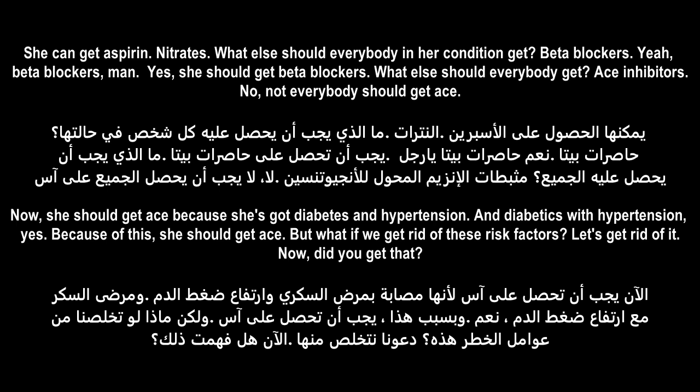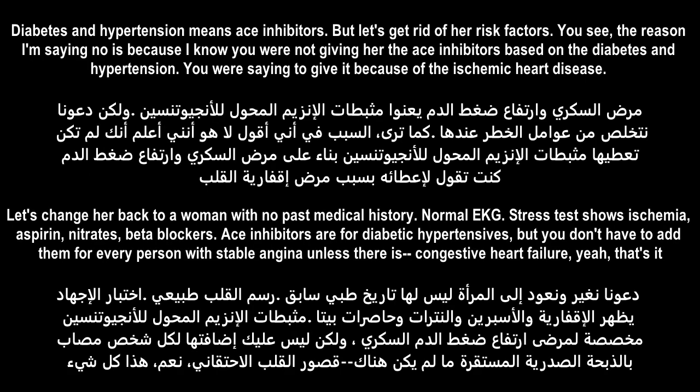But what if we get rid of these risk factors? Let's get rid of them. Now, did you get that? Diabetes and hypertension means ACE inhibitors. But let's get rid of her risk factors. You see, the reason I'm saying no is because I know you were not giving her the ACE inhibitors based on the diabetes and hypertension. You were saying to give it because of the ischemic heart disease. Let's change her back to a woman with no past medical history. Normal EKG. Stress test shows ischemia.